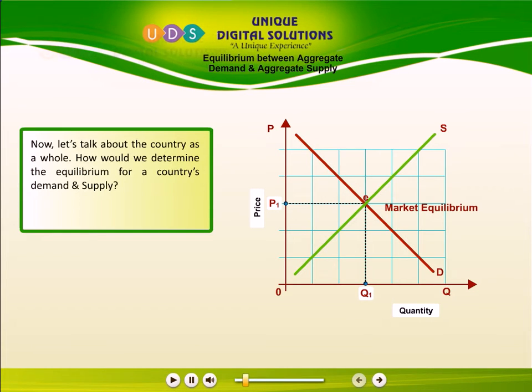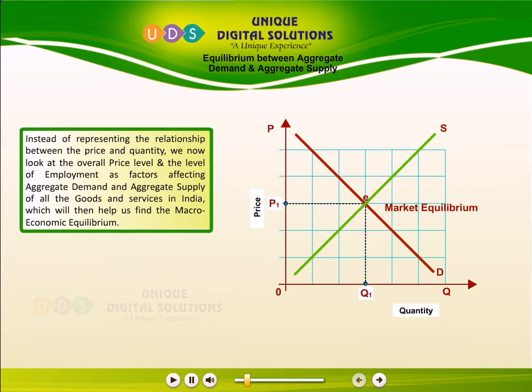Now, let's talk about the country as a whole. How would we determine the equilibrium for a country's demand and supply? Instead of representing the relationship between the price and quantity, we now look at the overall price level and the level of employment as factors affecting aggregate demand and aggregate supply of all the goods and services in India, which will then help us find the macroeconomic equilibrium.